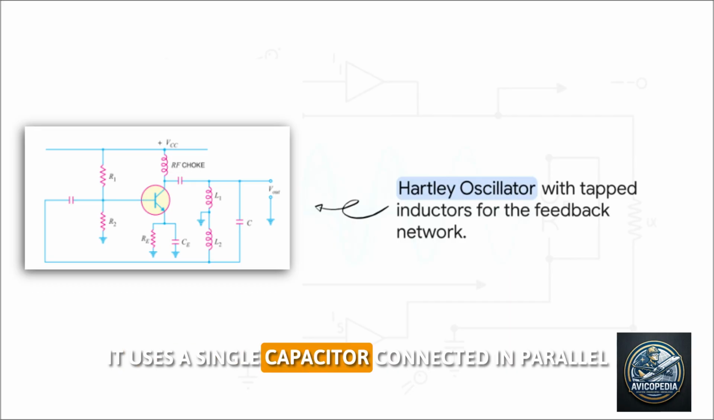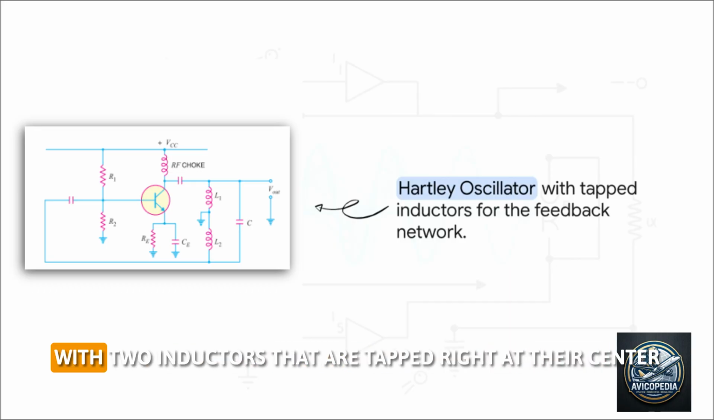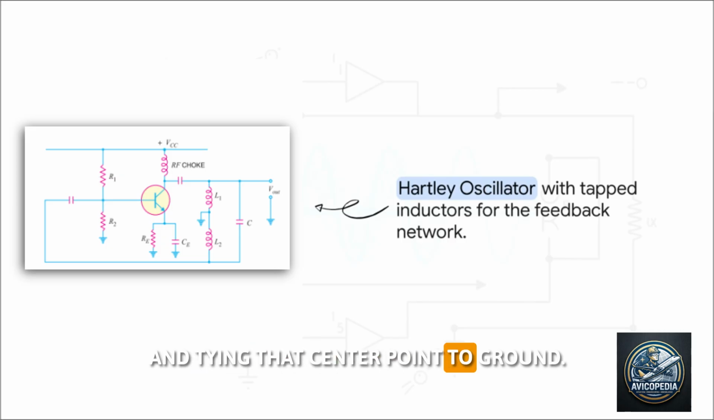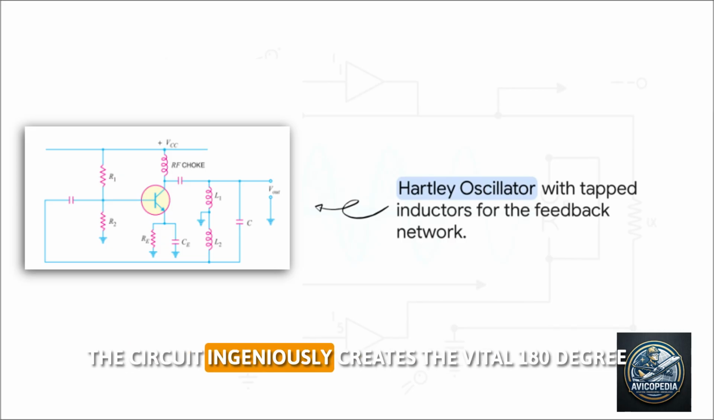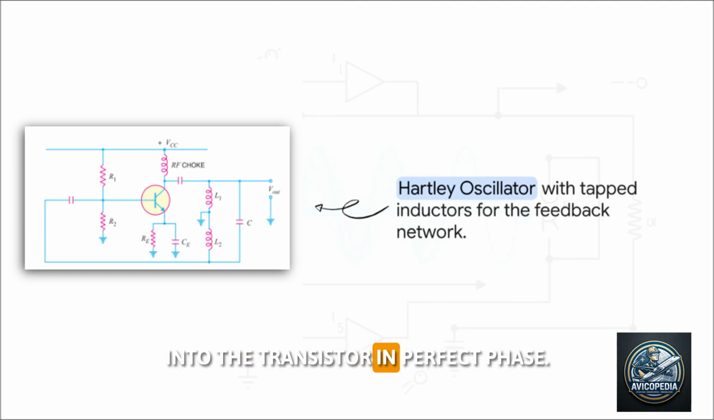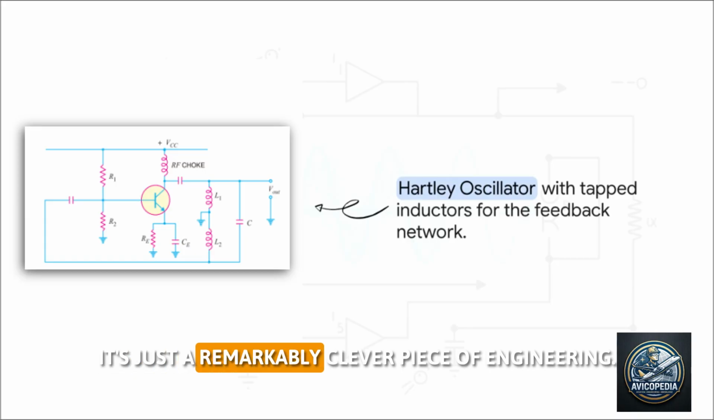It uses a single capacitor connected in parallel with two inductors that are tapped right at their center. By tapping the inductors and tying that center point to ground, the circuit ingeniously creates the vital 180-degree phase shift required to feed the signal back into the transistor in perfect phase. It's just a remarkably clever piece of engineering.